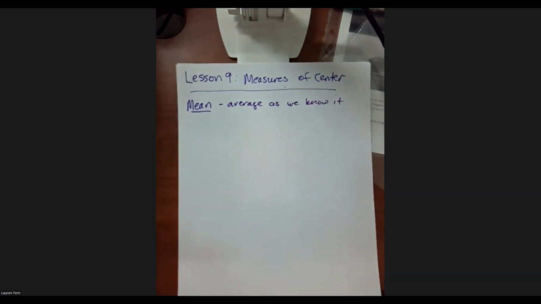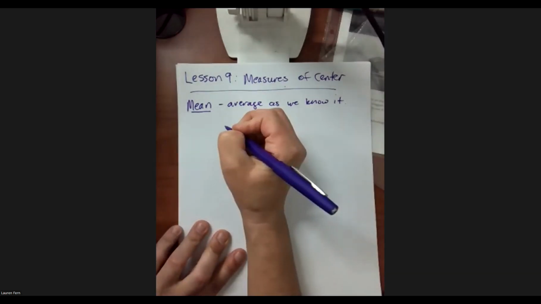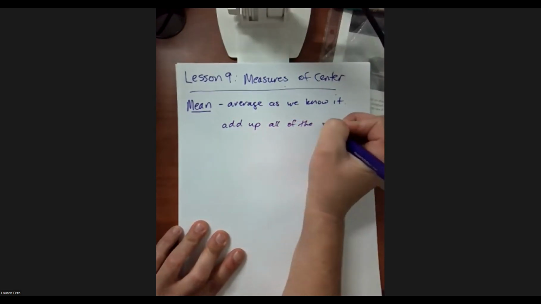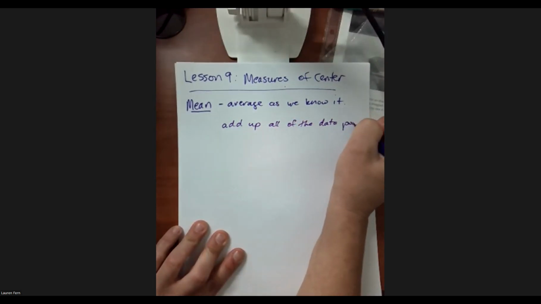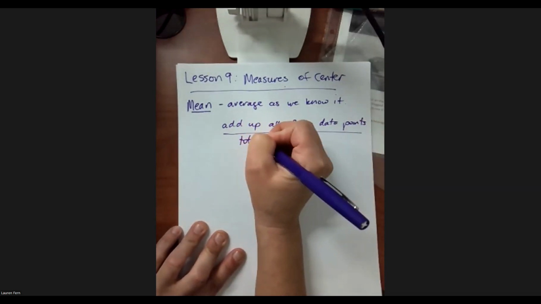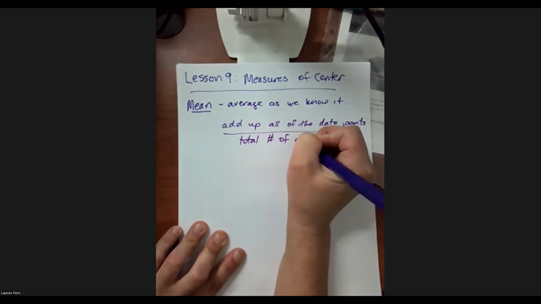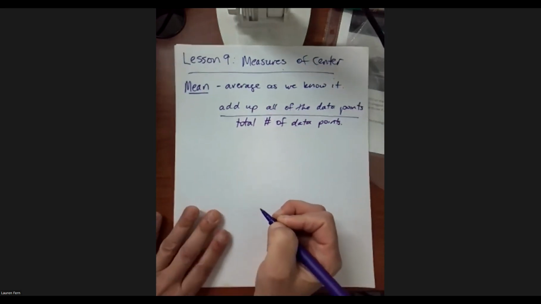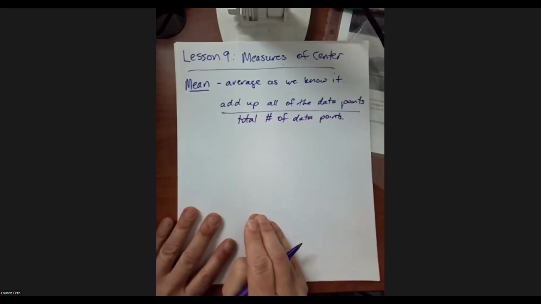Now, I am not going to ask you to do anything like these things by hand. I will show you how to do them on your calculator. So average as we know it: we add up all of the data points, and then we divide by the total number of data points. Now, I want to bring out some things here.